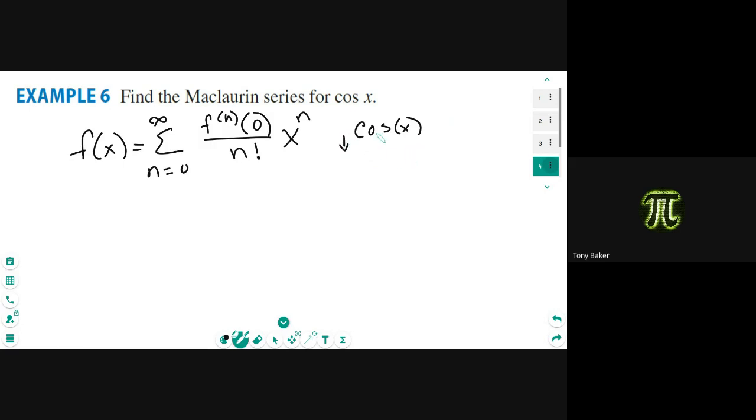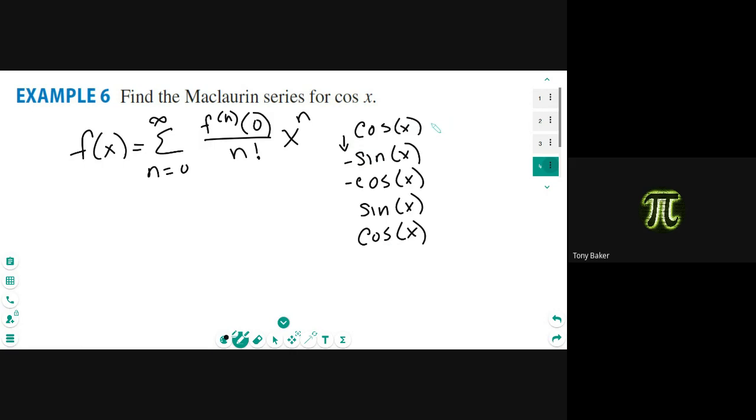What's the derivative of cosine of x? Negative sine of x. What's the derivative of negative sine of x? What's the derivative of negative cosine of x? And then it goes back to cosine of x.